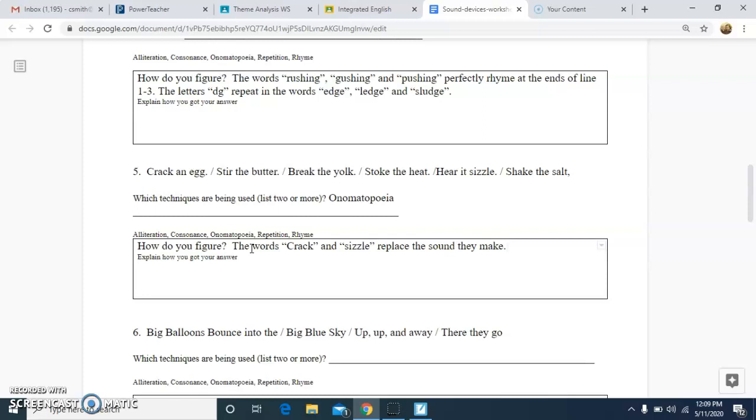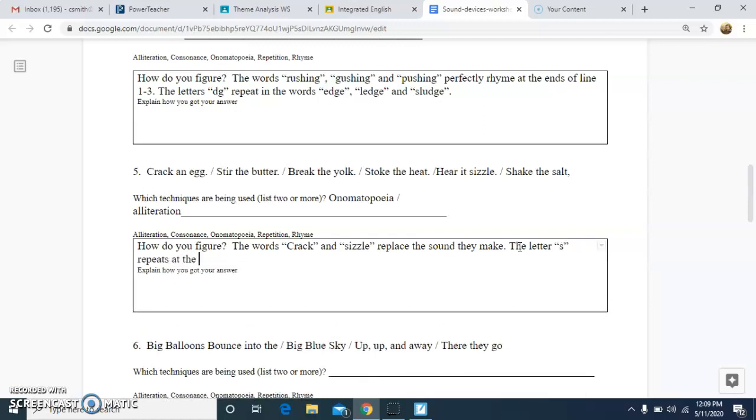Okay. I also see, if I go back and look at this, one thing that sticks out to me is alliteration. Okay. So again, what letters repeat here? So the letter S repeats at the beginning, because that's where alliteration is, at the beginning of the words stir, stoke, shake, and salt. And again, that's how we would explain it.